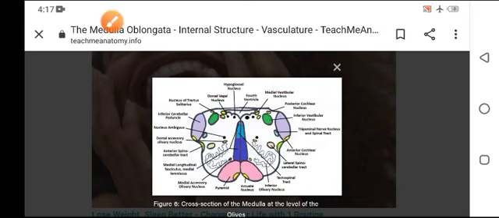So the medulla is divided into upper third, middle third, and lower third. In the middle third, what is the most striking feature? Decussation of medial longitudinal fasciculus. In the lower third, what is the most striking feature? The answer is pyramidal decussation. So I think this mystery is solved as well.